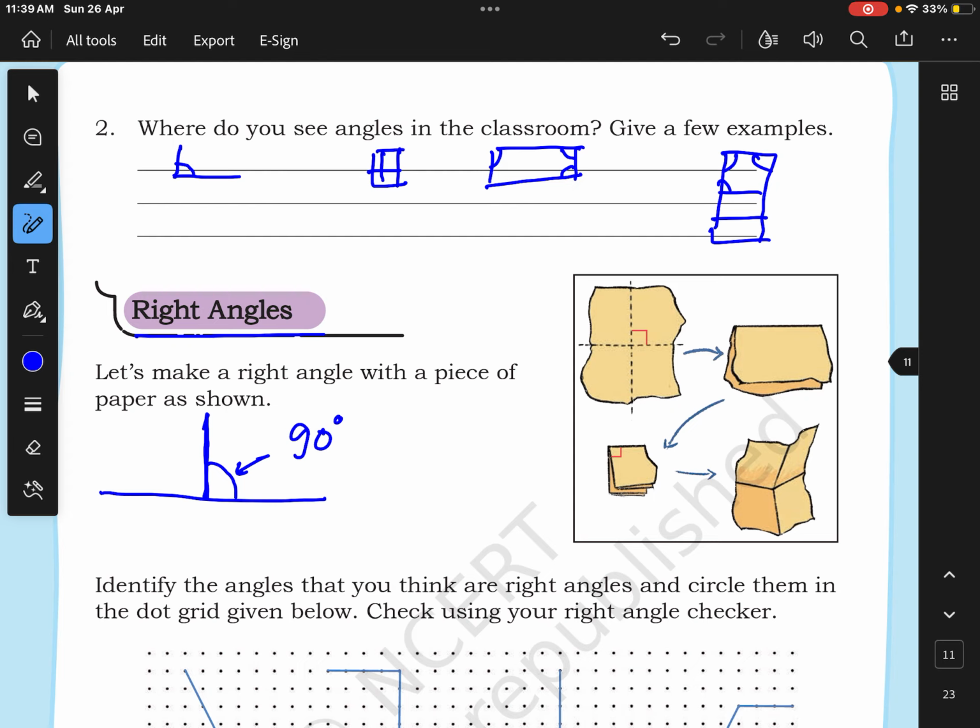So I had told you about the straight angle. What is a straight angle? The whole thing. So one straight angle is 180 degrees, and one right angle is half of 180 degrees, that is 90 degrees.